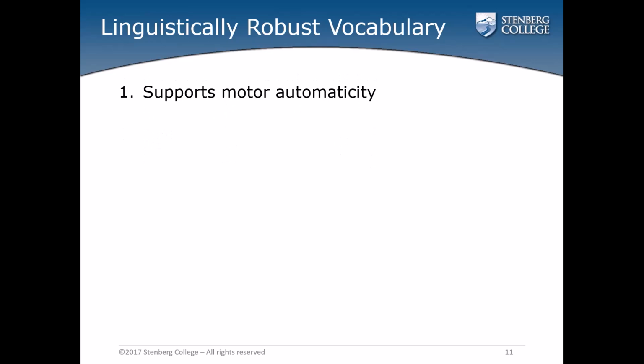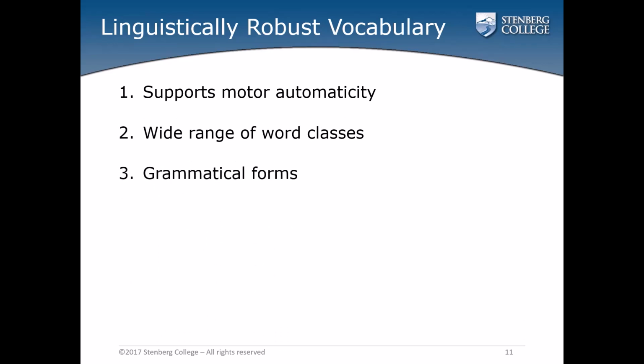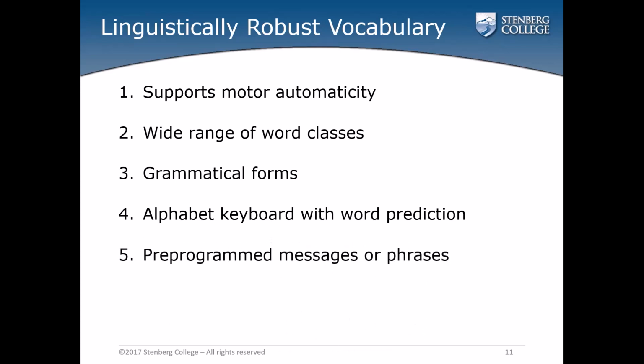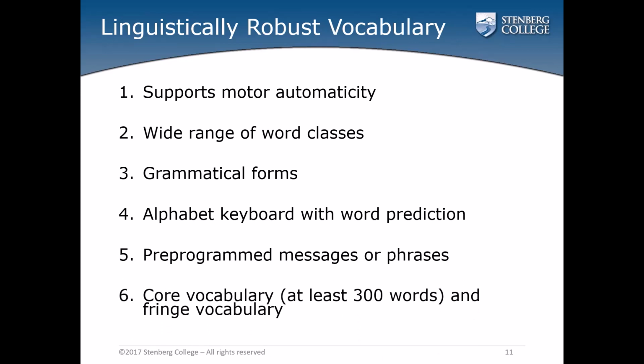First of all, it supports motor automaticity. There are a wide range of word classes. It has use of grammatical forms. It includes an alphabet keyboard with word prediction. It has some pre-programmed messages or phrases. And finally, a core vocabulary of at least 300 words and fringe vocabulary.